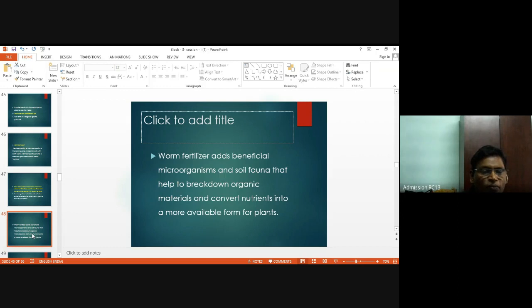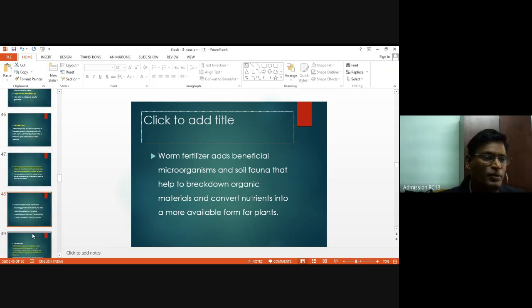Worm fertilizers add beneficial microorganisms and soil fauna that help break down organic material and convert nutrients into forms more available to the plant. The plant can use these nutrients readily and immediately, more easily, if you provide this organic manure in the form of castings, the fertilizer obtained from vermicompost.